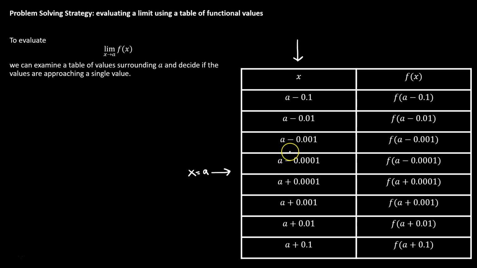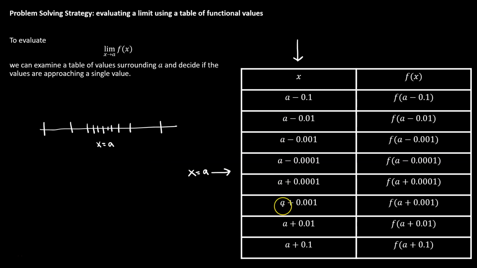Above that, these are all points to the left of a. Below that, these are all points to the right of a. So if I were to look at a number line, for example, everything above the x equals a row would be to the left. So this would be the farthest point, maybe a little closer, a little closer, a little closer, a little closer. I'm getting very close there. And then everything on the bottom half of the table would be right side, so farthest away from a, closer, closer, closer, etc.